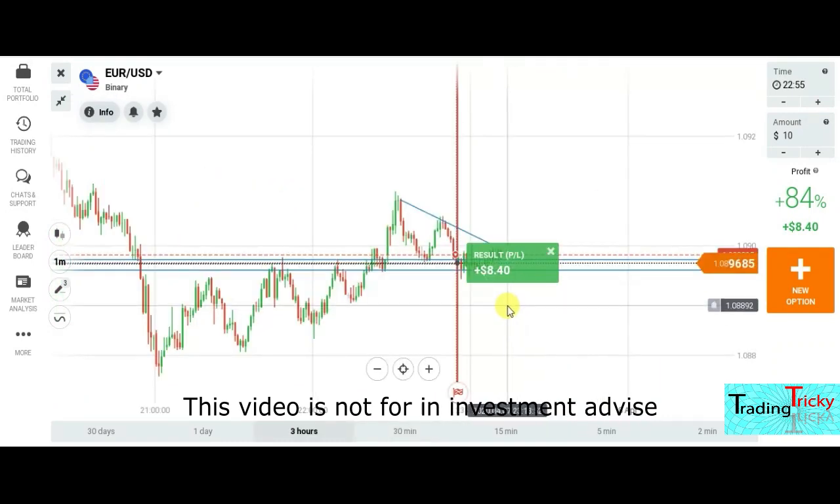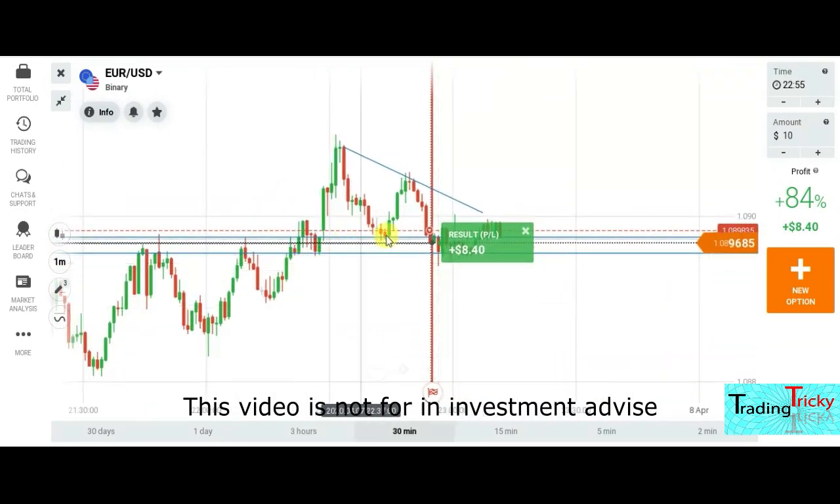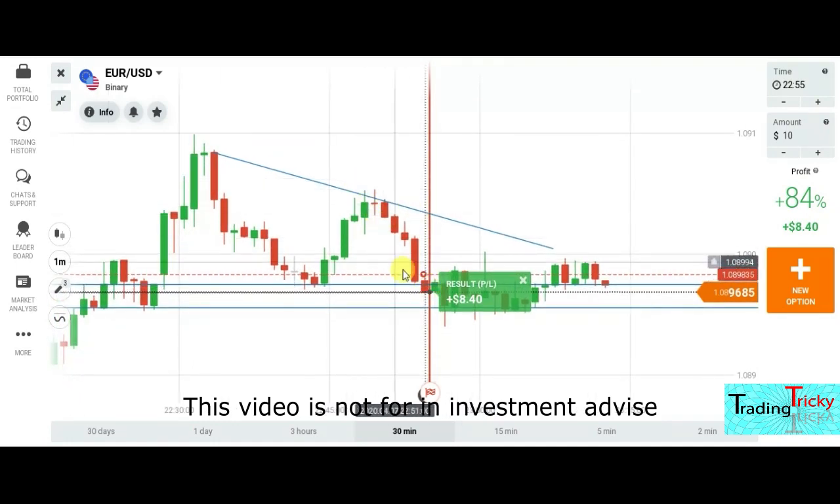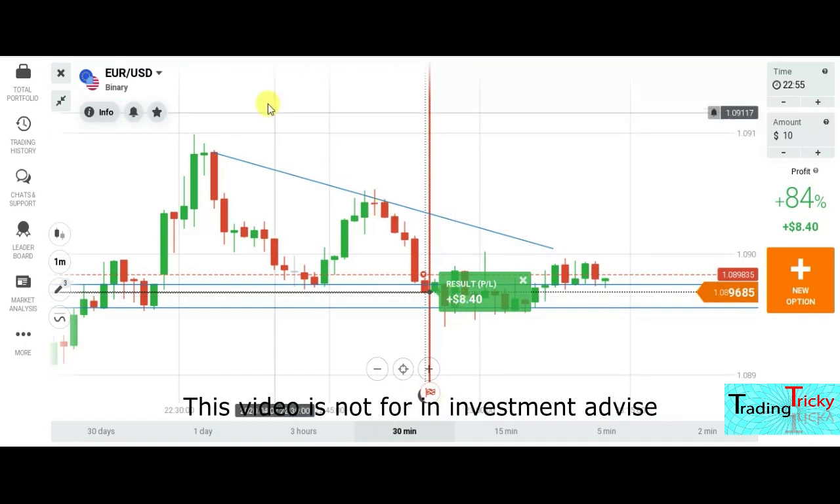Hello, India. Actually, I placed total 6 trades. Here is my first trade. Here I have placed a sale option because their momentum is very strong. Though the candle closed at the level, the momentum is very strong. That's the reason I placed a sale option, and I won that trade.